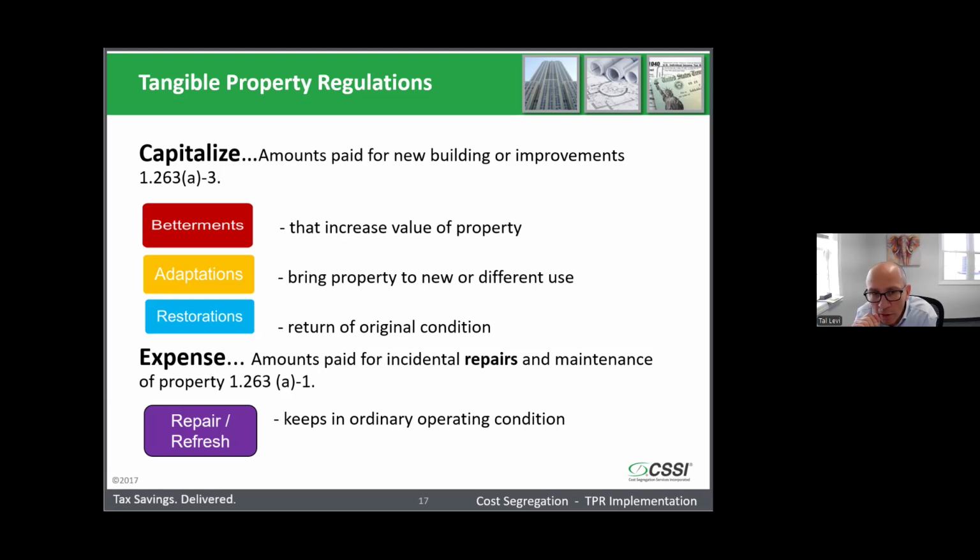Okay. Are we clear about the difference between how we tax repairs, how we get a tax refund for repairs, versus improving the property, what's called capitalized? Is everybody on the same page about the difference, and why it's important? I'll assume the answer is yes.